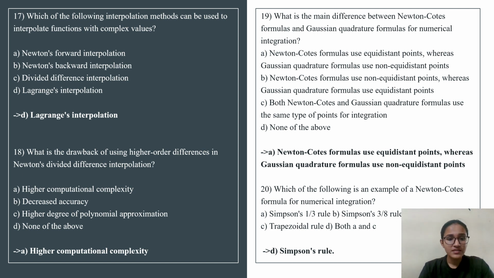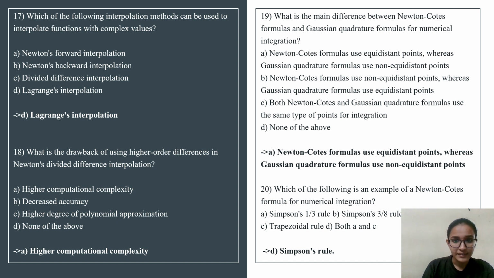Question number 18 is, what is the drawback of using higher order differences in Newton's divided difference interpolation? We already know that it increases the accuracy, but the disadvantage is that computational complexity increases, which may affect the time taken to calculate the results.